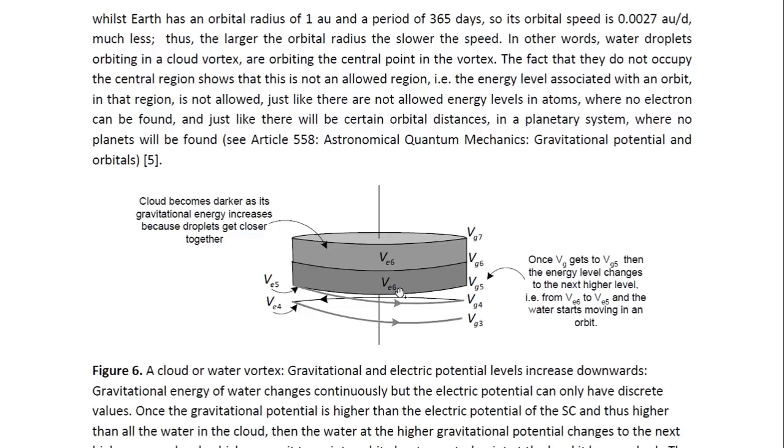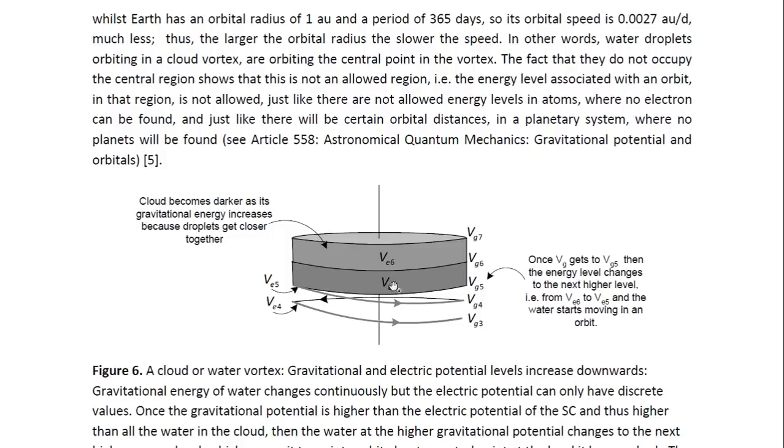It's one level higher, but that means that it's lower in energy, because the energy increases as we move downwards towards the surface. So VG3 is higher than VG7 in energy. So when the gravitational energy gets up to VG5, that's a level higher than the associated level, which for here would be VE5. But these can only change in steps.